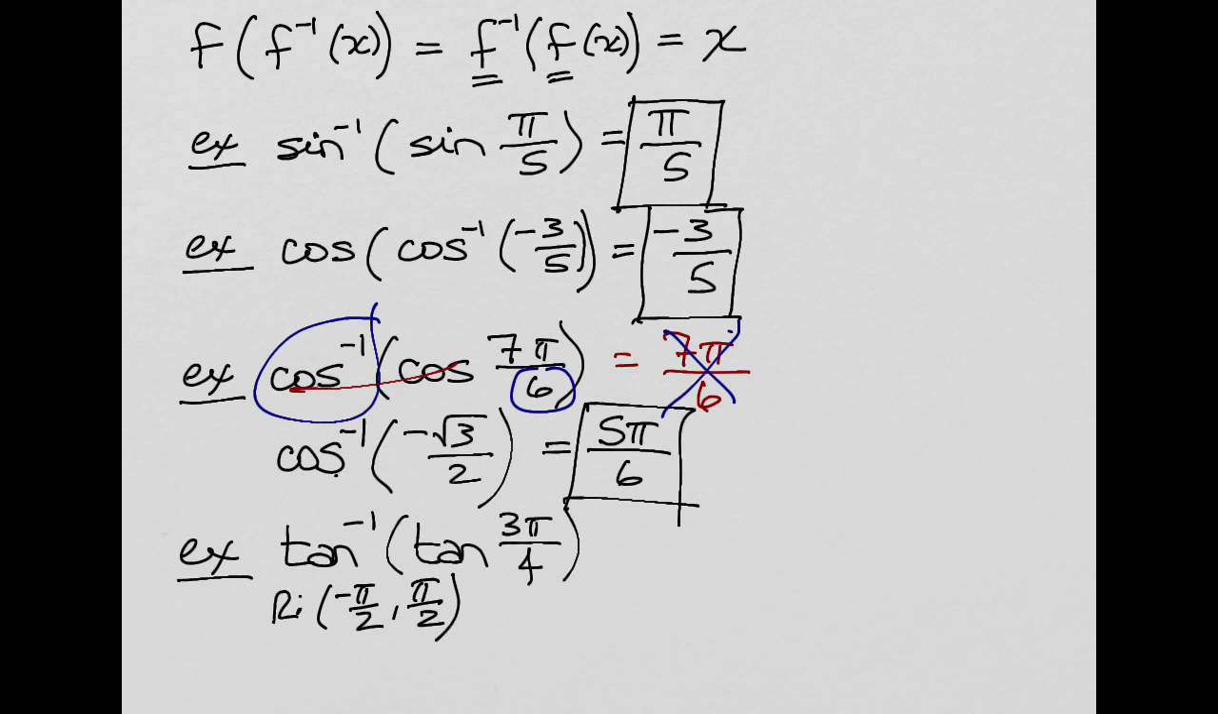So when I evaluate this, I can't possibly get 3 pi over 4 because it's not in the range of the arctangent function. But what I do want is the angle that's in quadrant 4, where my tangent values are negative, that has the same tangent value as 3 pi over 4, and that is negative pi over 4.